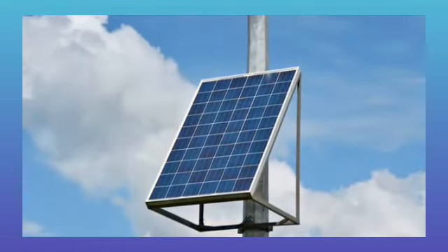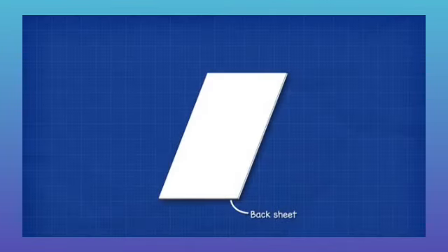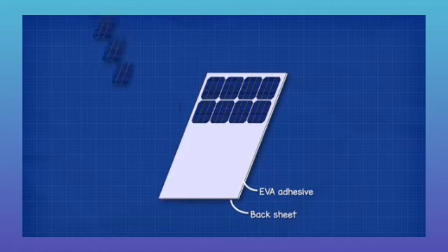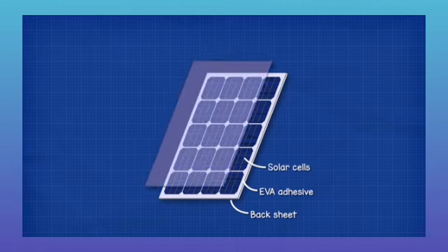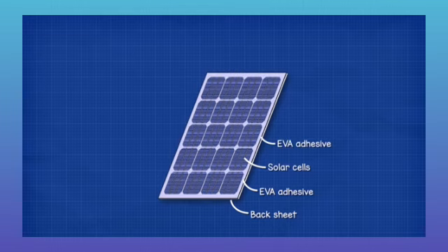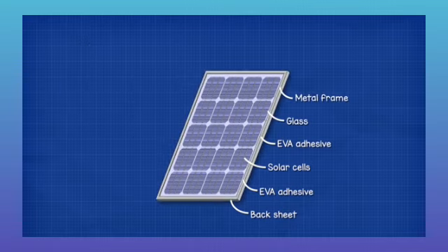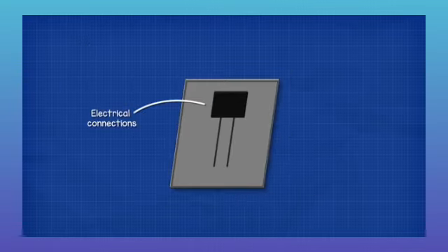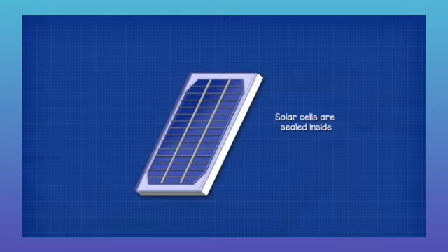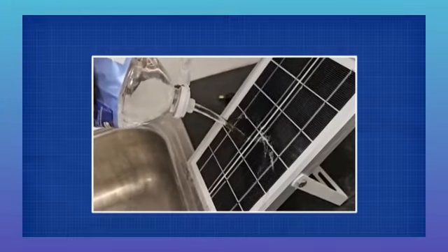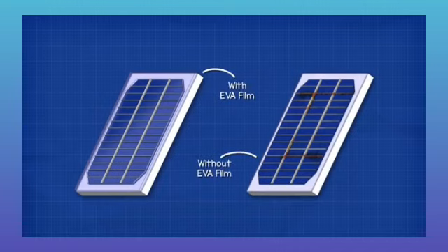To make a solar module, we have a solid back sheet with a layer of EVA adhesive over this. Then the solar cells are stuck to this and connected together. Another layer of EVA film sits on top of this, then a layer of glass, and finally the frame is fitted. On the back we have the electrical connections which connect to the cells. The EVA encapsulates the solar cells, insulating them from moisture and mechanical stresses, which would degrade the material over time.